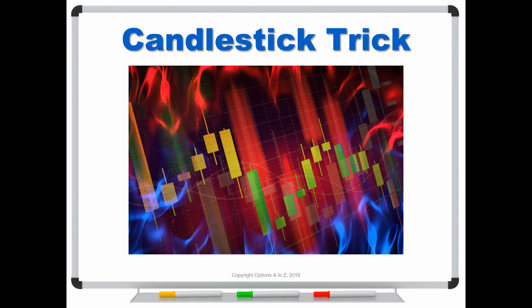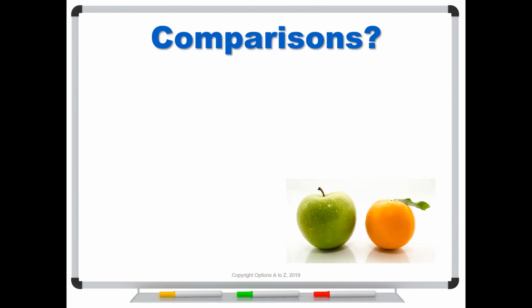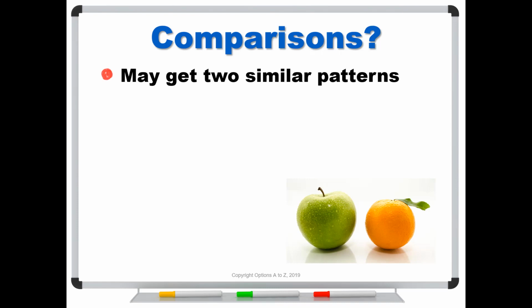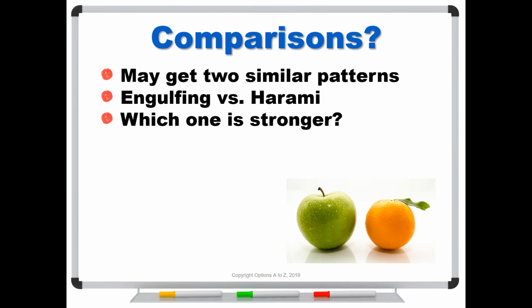If you're brand new to candlesticks, this is probably not going to make a whole lot of sense, but for those of you who currently use candlesticks, let me show you this little candlestick trick that will help you to make decisions. So for example, maybe we're trying to make comparisons. Maybe we get two similar patterns, and the one that I'm going to use here for the examples are an engulfing versus a Harami. And maybe we're trying to figure out which one is stronger. Which one gives us a stronger signal?